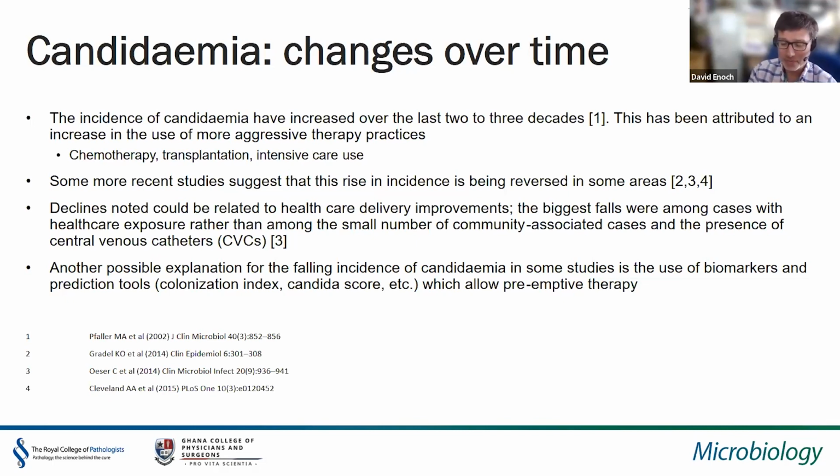However, there are some recent studies that suggest that this rise in incidence is actually dropping now, and it might actually be falling. And that's probably hospital-associated cases rather than community-onset cases, and that's probably because of better care in terms of managing patients with central lines, central venous catheters, and also, as I said, if you're using biomarkers such as beta-D-glucan, you might be starting treatment earlier, and so therefore the incidence of candidaemia is falling. So it's quite changing.